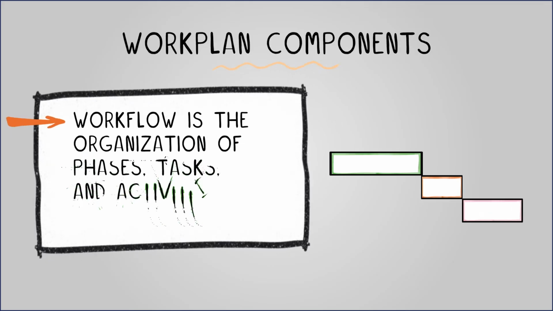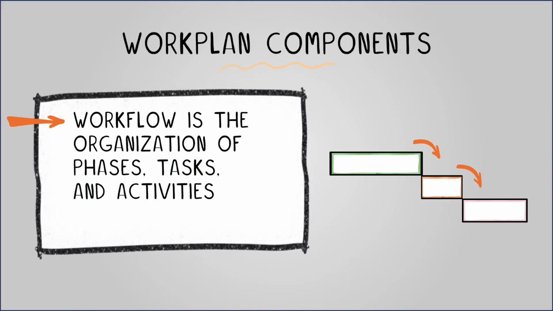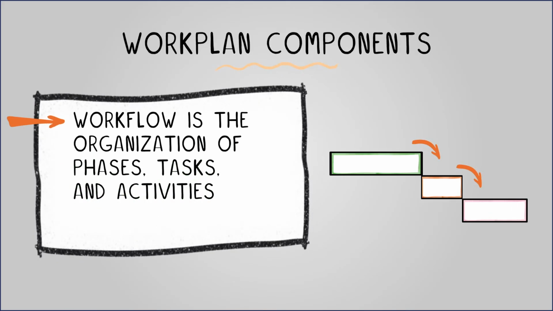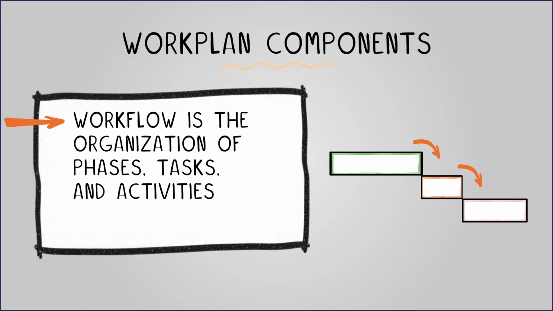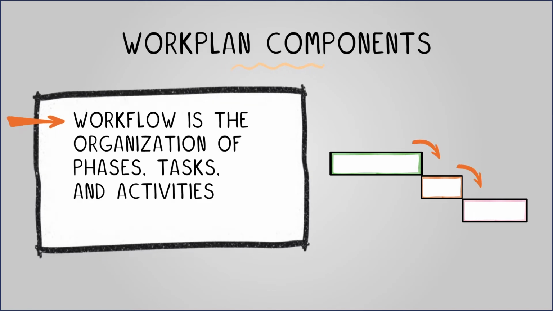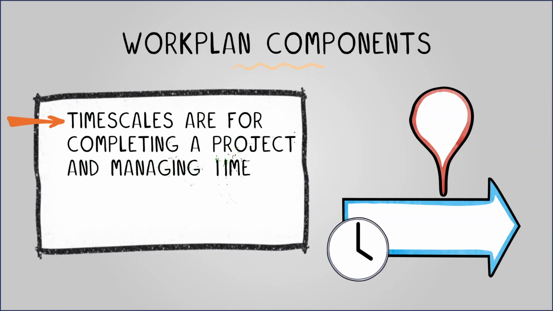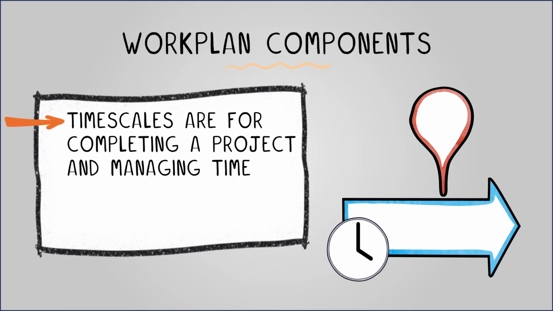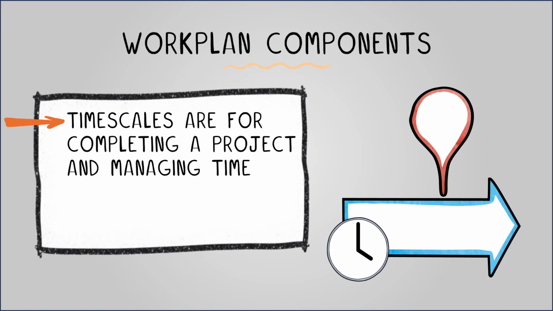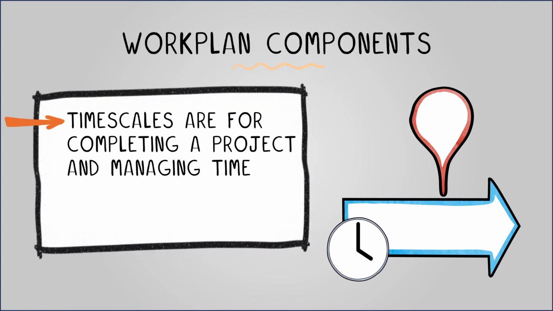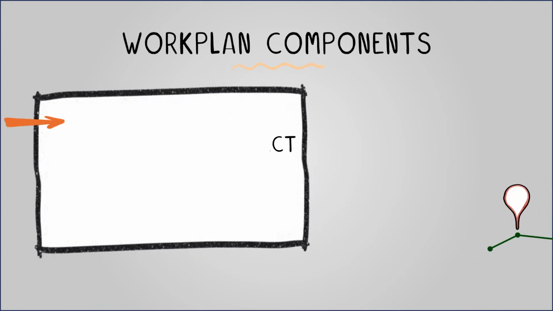Workflow is the organization of phases, tasks, and activities to show the flow of work throughout the project. This ensures that no tasks are missed during the project, and you can easily track progress to ensure that you're on schedule. Timescales are essential to completing a project and managing time. They involve assigning a duration to each task and activity to show when it needs to be completed, ensuring the project is completed on time.